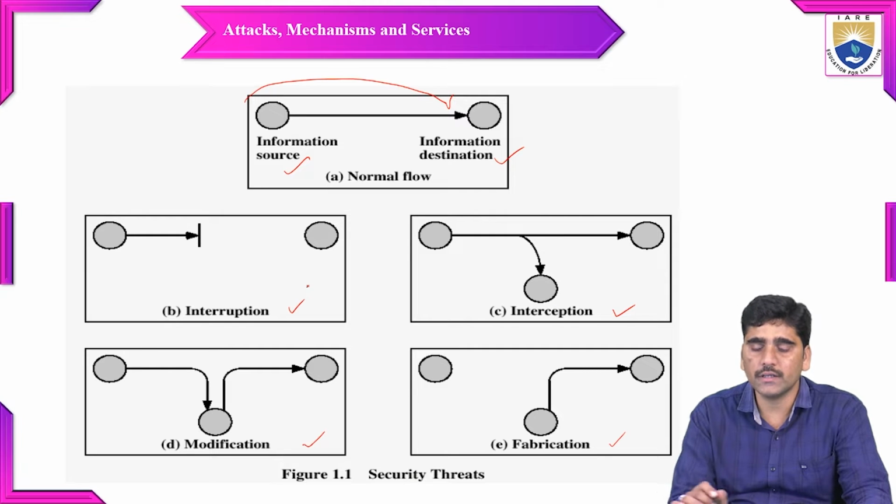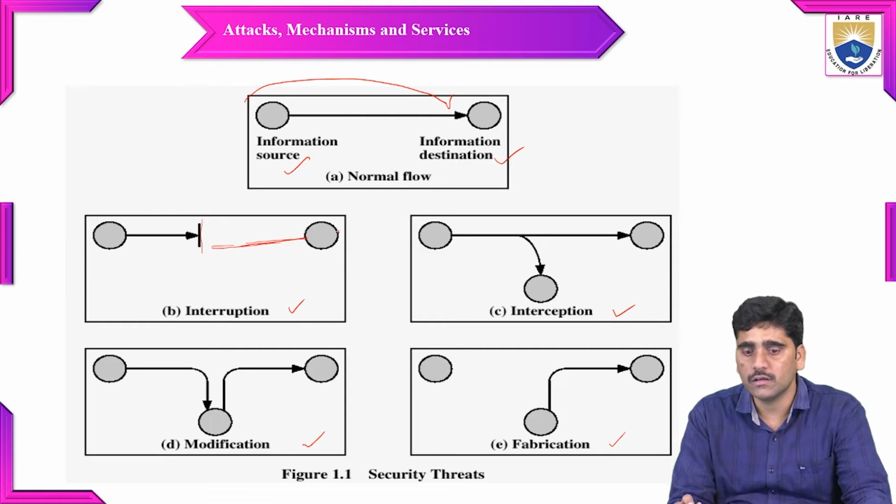Interruption is when information is transferred from source to destination, and in between, the attacker attacks the availability of the data. He interrupts the data flow. He stops the data from flowing.